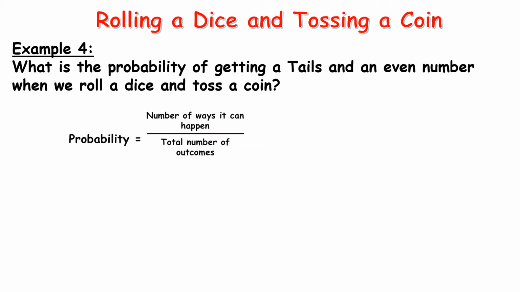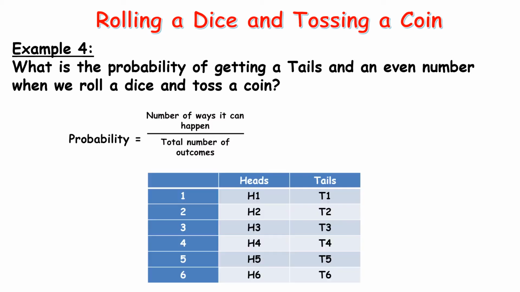So what is the probability of getting a tails and an even number when we roll a dice and toss a coin? Again, we go back to our sample space. This is our two-way table that we're using, and we want to figure out tails and an even number. So that could be tails and a 2, tails and a 4, tails and a 6.